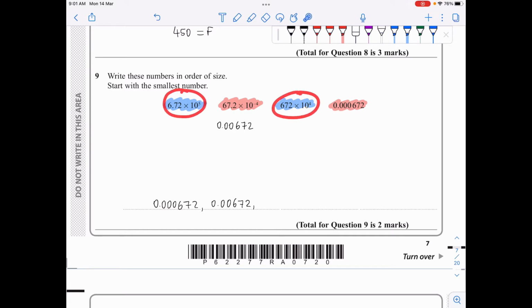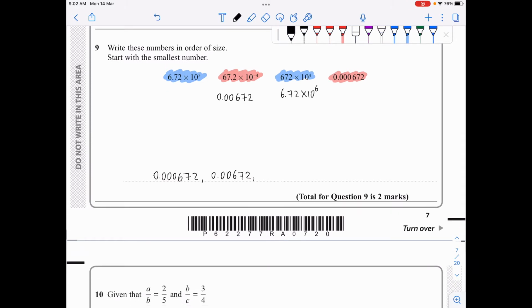I could make them both into standard form because the first one is, but the second one is not. The 672 will become 6.72 by dividing by 100. And me moving the decimal point 2 places to the left means I need to counterbalance this by increasing the power of 10 by 2. So this means that we've got here 6.72 times 10 to the 5, and then 6.72 times 10 to the 6. And this is what we have here.